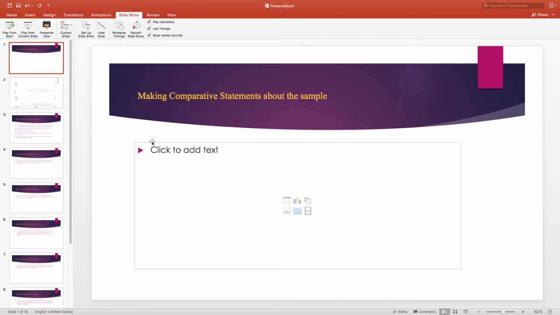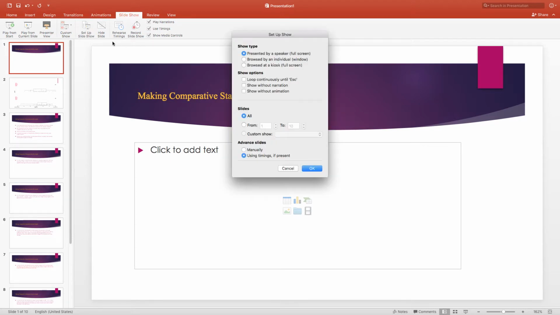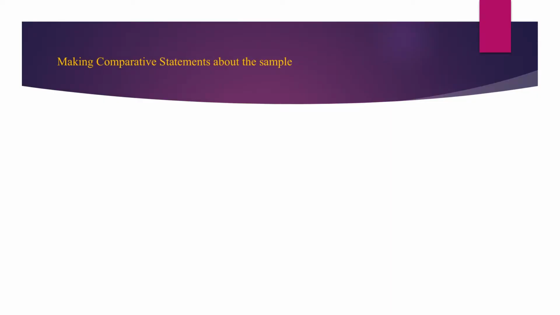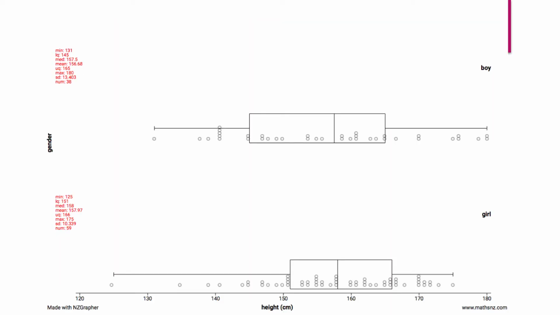This tutorial is about making comparative statements relating to the subsets that you're examining in your sample. So, in this example, we have this box and whiskers plot.